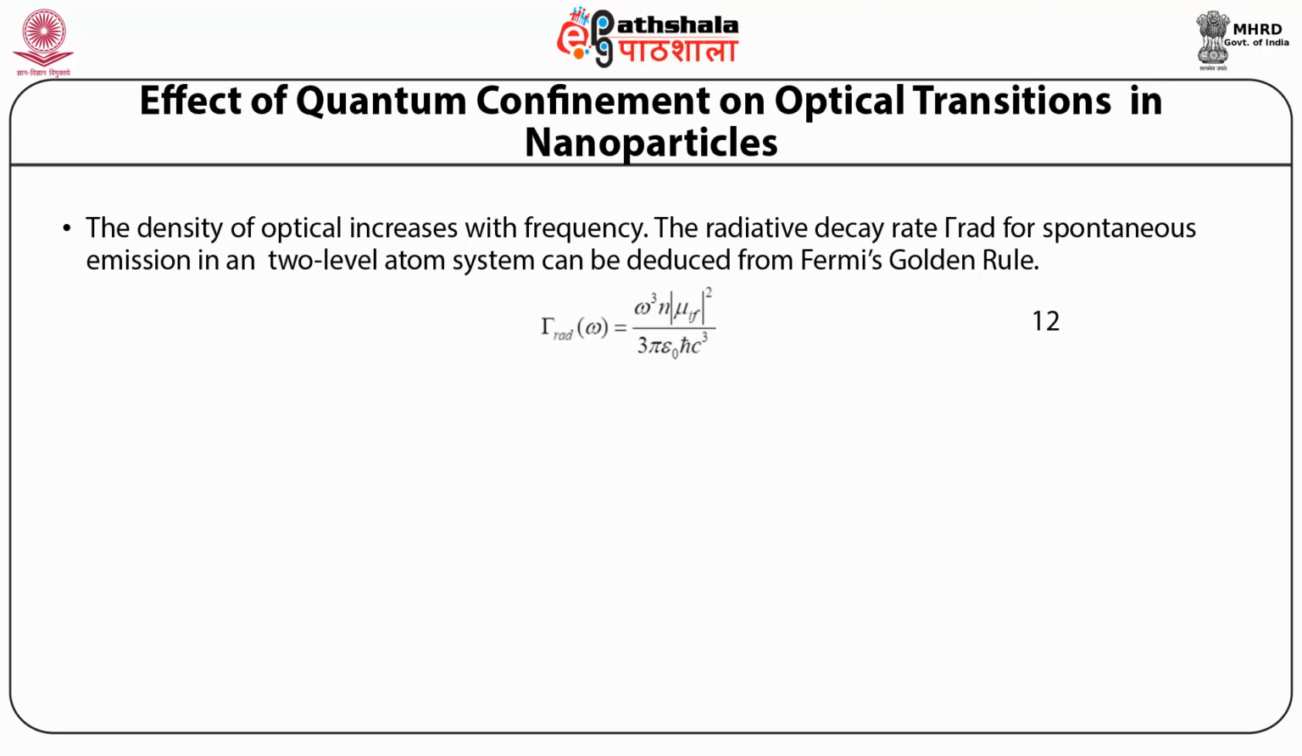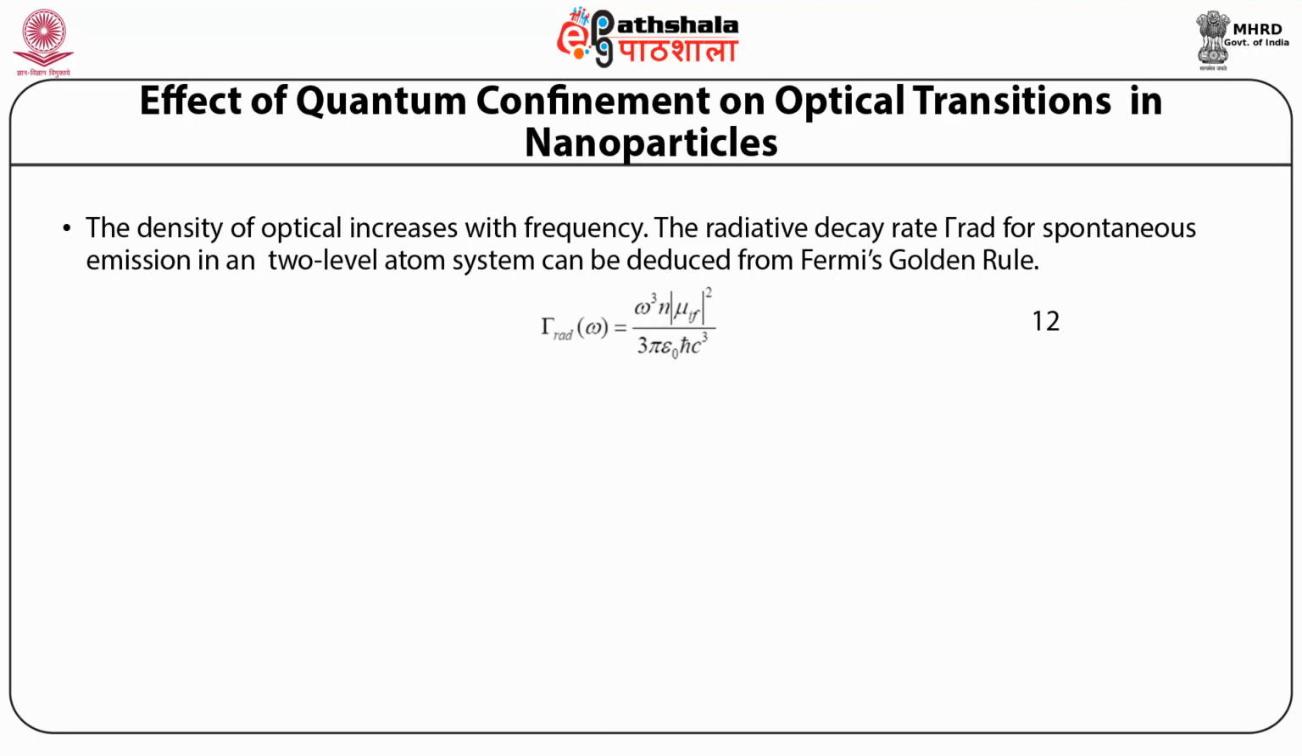modes or vacuum fluctuations. So, the rate of spontaneous emission is not only dependent on the magnitude of the transition dipole moment μ_if between the initial and the final states, but also on the density of optical modes that can be occupied or that can be coupled to the transition. The density of optical modes increases with frequency.